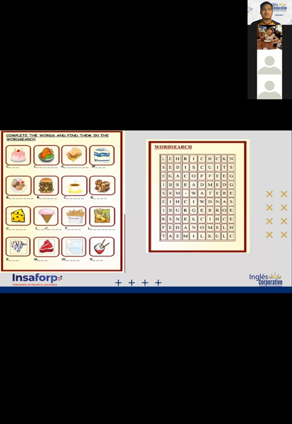Burger. Burger. Okay. Next one. Coffee. Next one. Bread. Next one. Cheese. Next one. Ice cream. Next one. Fries. Okay. This one. Lemonade. Eggs, meat, water, rice. Very, very good.